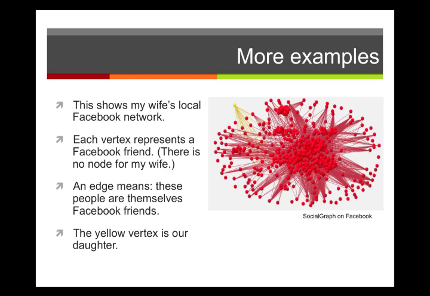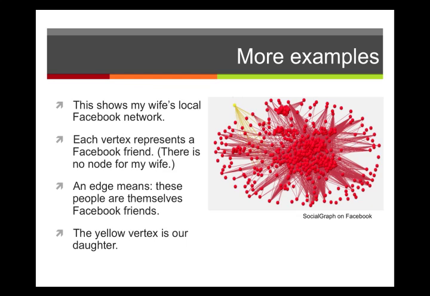So just to illustrate that, for example, I've shown the vertex representing our daughter, who is also on Facebook. And you can see there are lots of edges coming out from her vertex and going to many other vertices. And what this indicates is that among my wife's Facebook friends, many of them are also Facebook friends of my daughter.